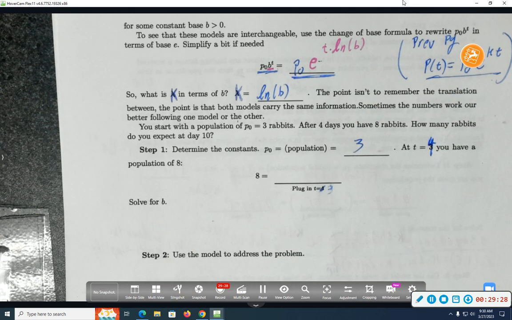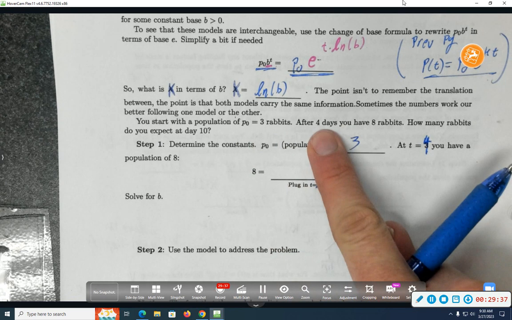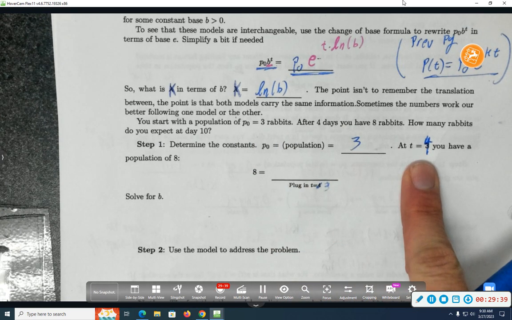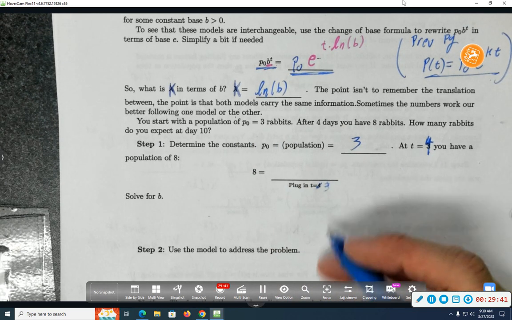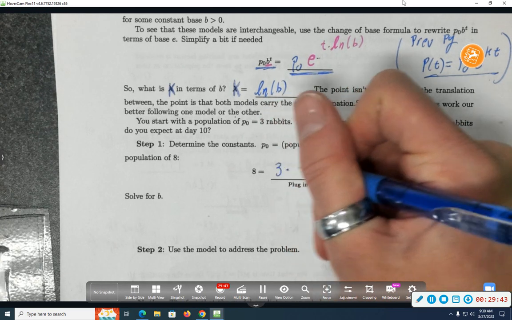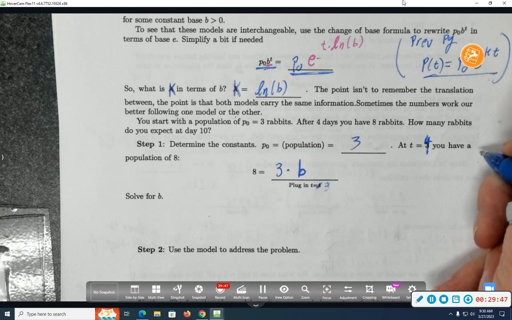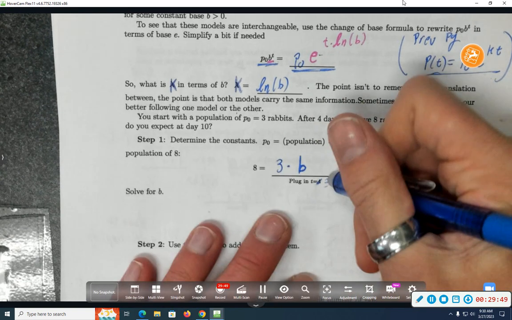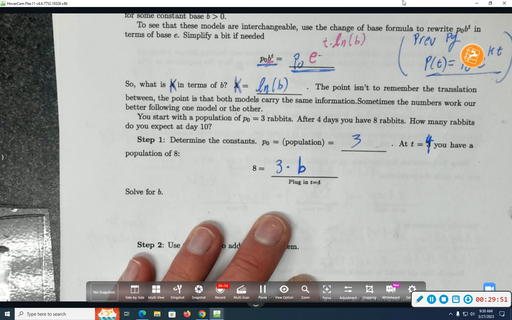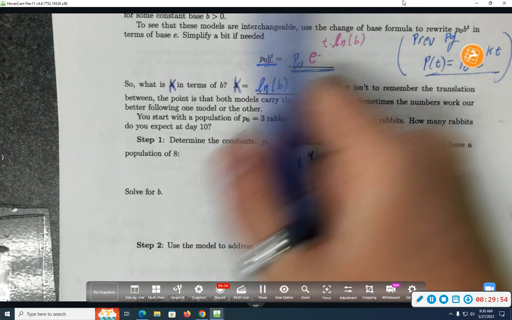The problem went through some revisions in which the precise numbers were changed, but it was not done consistently. T is 4, right? At 4 days, you have 8 rabbits. So at time equals 4, you have 8 rabbits. So 8 is equal to P0, 3, times b, the unknown base, raised to the 4, because t is 4.